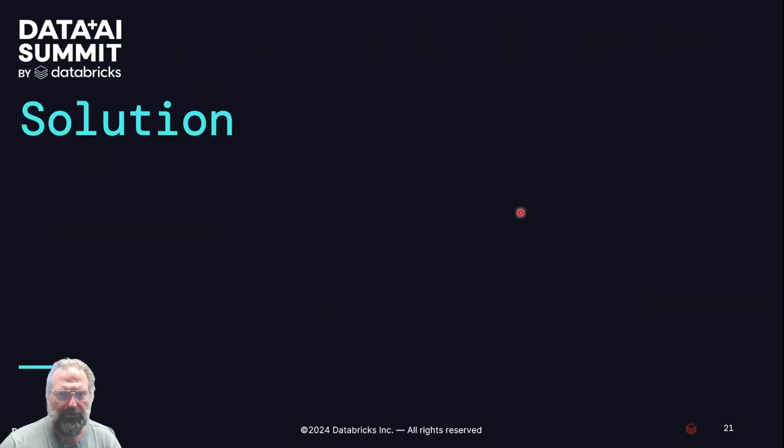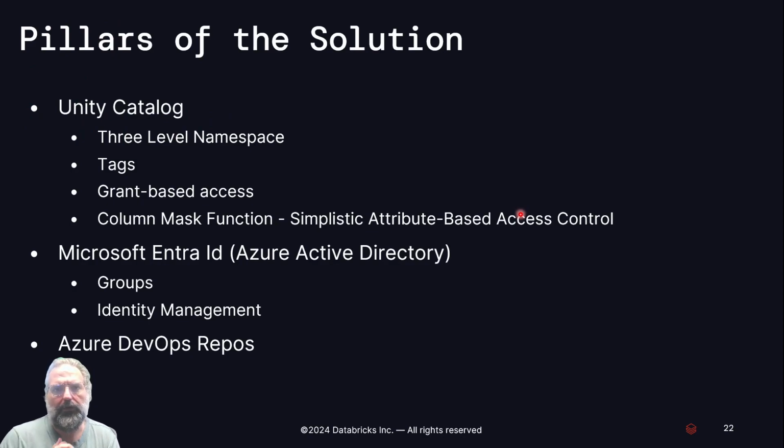Synthetic data in general can be quite challenging to create. A solution, you may come up with multiple ones, but my solution that I'm proposing here has 3 pillars. Unity Catalog is one of those pillars. Unity Catalog, in my opinion, has been underestimated. It is at least as important as Active Directory or Entra ID to this solution.